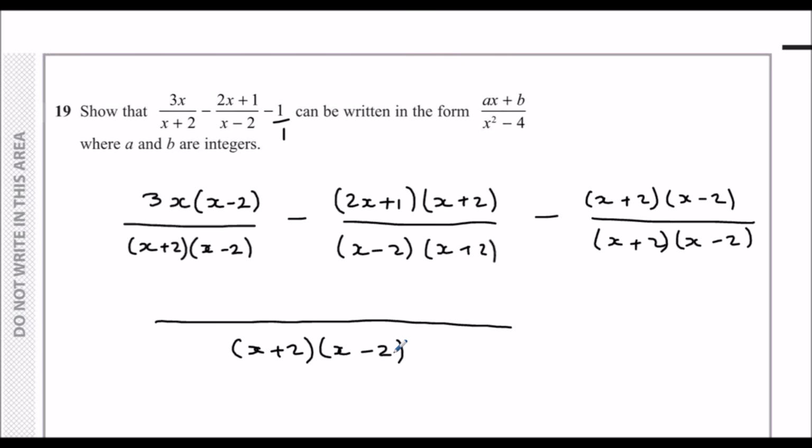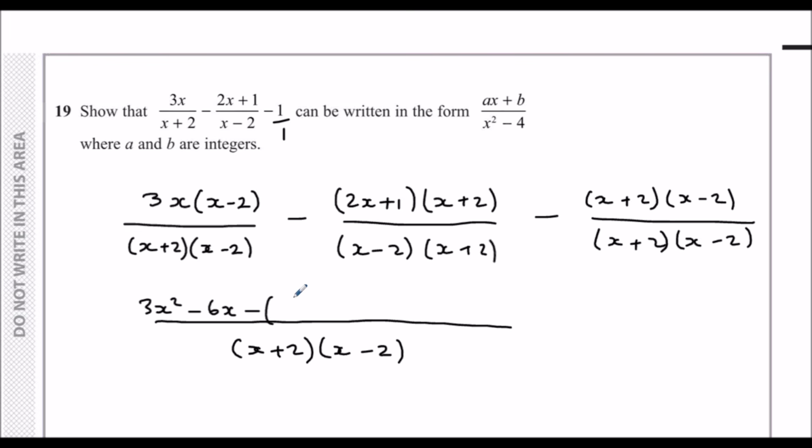And I'm going to expand the brackets as well. So 3x times x, 3x squared. 3x times negative 2 is minus 6x. I'm going to write minus, and I'm going to keep a set of brackets when I expand this, because I've got to take all of it away. I don't want to just take away the first term. I want to take all of it away.